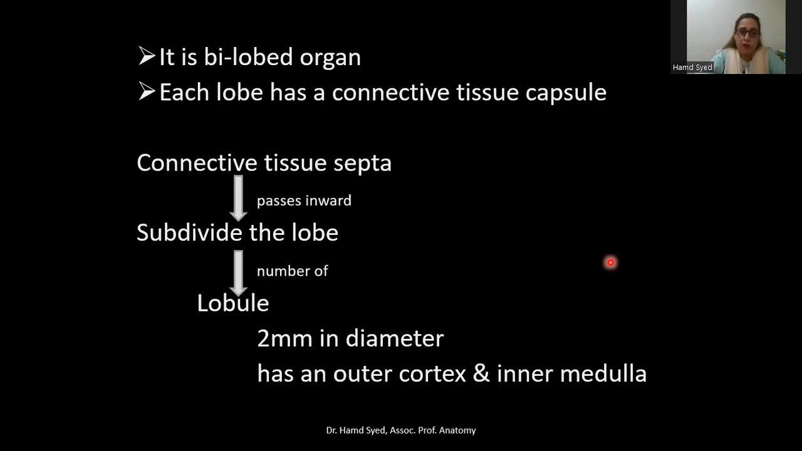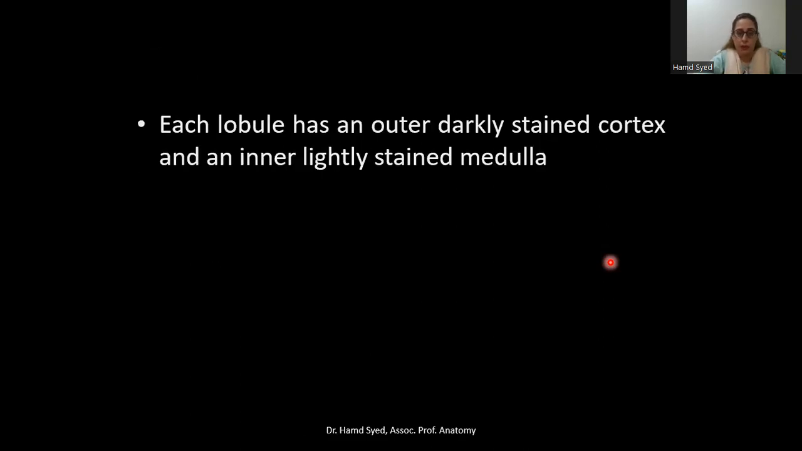Microscopic structure of the thymus gland is such that it is a bilobed organ, as I showed you before. Each lobe is covered by a connective tissue capsule. And from that capsule, the septa or trabeculae pass inwards and divide this lobe into smaller sections known as lobules, each being about 2 millimeters in diameter and having an outer cortex and an inner medulla.